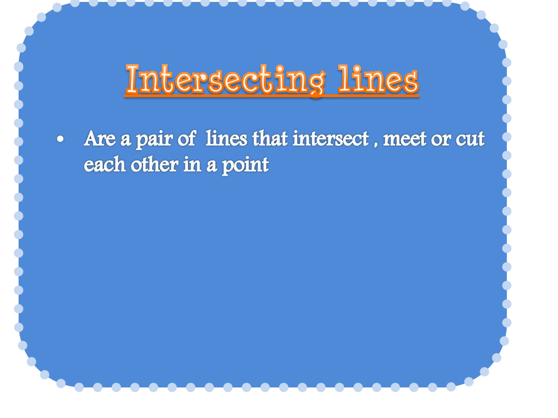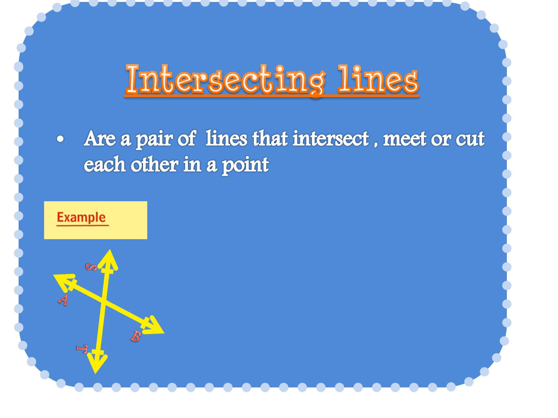Okay, so firstly, intersecting lines are a pair of lines that intersect, meet, or cut each other in a point, like the letter X, or like those two lines together, which are intersecting in a point, which are meeting in a point. Those two lines are called intersecting lines.